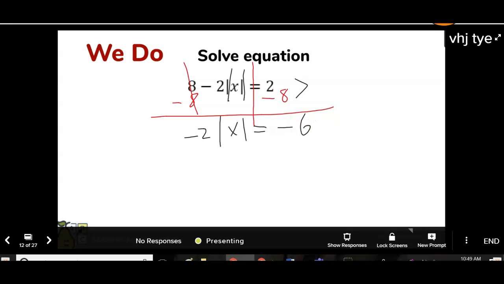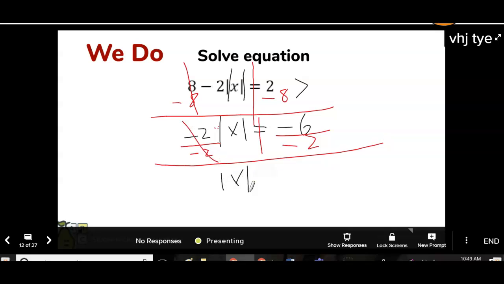And then get rid of the -2. This is multiplying x. Multiplying the toolbar. So get rid of multiplication by division. Divide what? You want to get rid of -2, so divide by -2. Do the same on the other side. So you have the toolbar on the other side. -6 divided by -2 is +3.